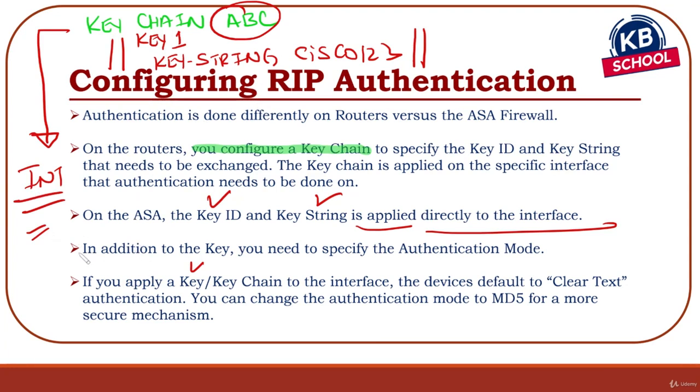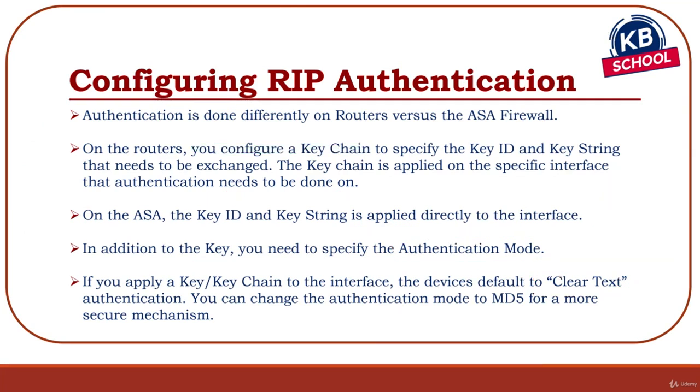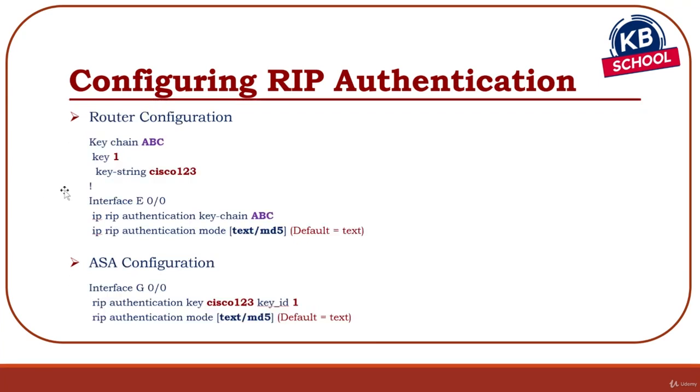In addition to the key, you also need to specify what mode that you want to set up. As I said, there's two different modes, text or MD5. If you don't specify a mode, the default is clear text. As soon as you apply a keychain or a key to the interface, the automatic authentication mode is set to clear text. All right. So what are the configuration examples, the command examples? Let's take a look at them as well over here.